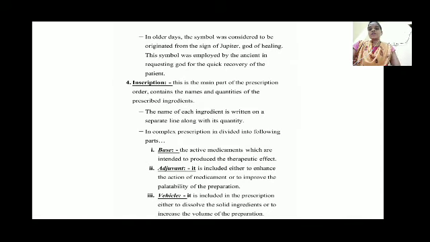And next, the inscription includes base, adjuvant and vehicle. The base is the active medicament which is intended to produce the therapeutic effect. The adjuvant is to enhance the action of the medicament and to improve the palatability of the preparation. Then the vehicle is included in the prescription either to dissolve the solid ingredients or to increase the volume of the prescription.